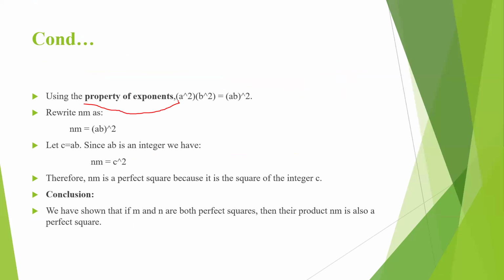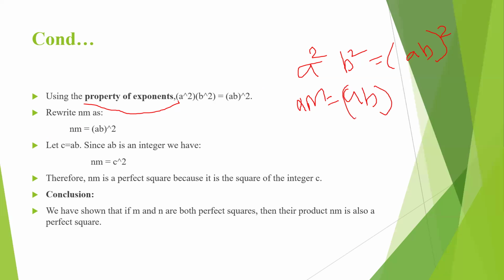That is our theorem. So using the exponent property, a square b square, we can write as ab the whole square. How can we write a square b square? We can write it as ab the whole square. Is there a mistake? No. So mn can be rewritten as ab the whole square. Okay.